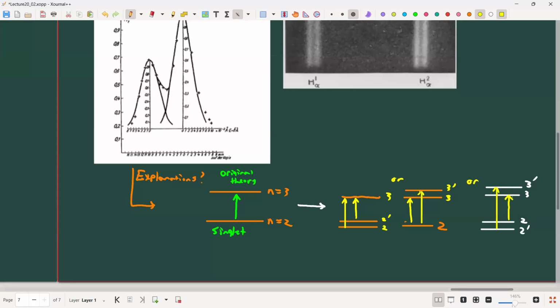Right? We have some options for what could explain this. But nothing in our theory for hydrogen predicts that any of our upper states or lower states should split. They're all degenerate. So we've missed something in our theory. Right? There's something else going on in hydrogen that we haven't accounted for. What could be causing the energy levels to split?